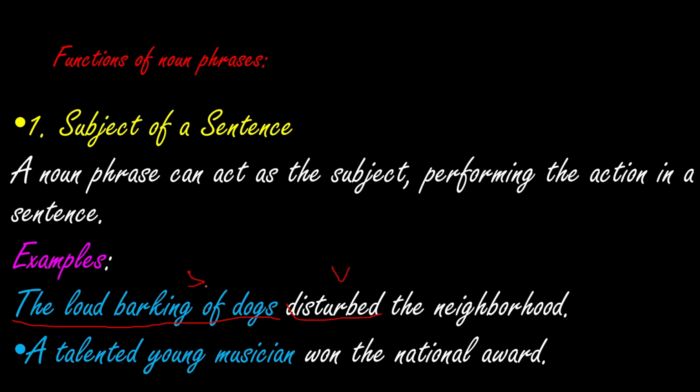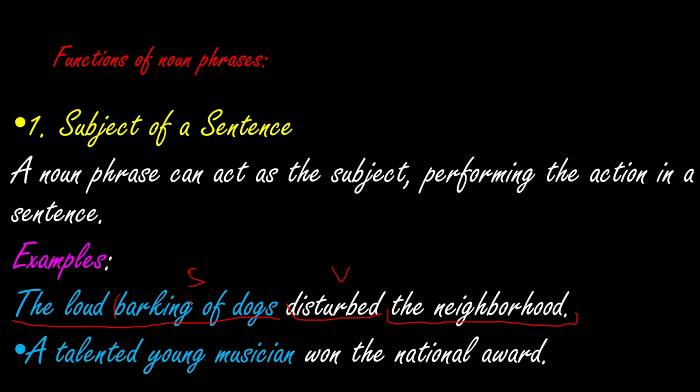It is a regular verb that is conjugated in the simple past, and we have the neighborhood. The neighborhood here is another noun phrase. It functions as a direct object. So we are able to identify each component in the noun phrase. We have the, a definite article that functions as a central determiner. We have loud, an adjective that acts as a premodifier of the noun.